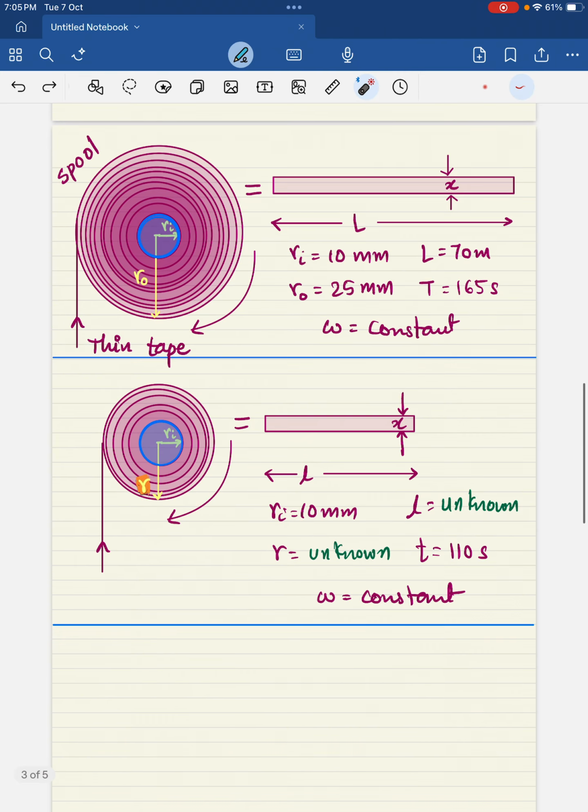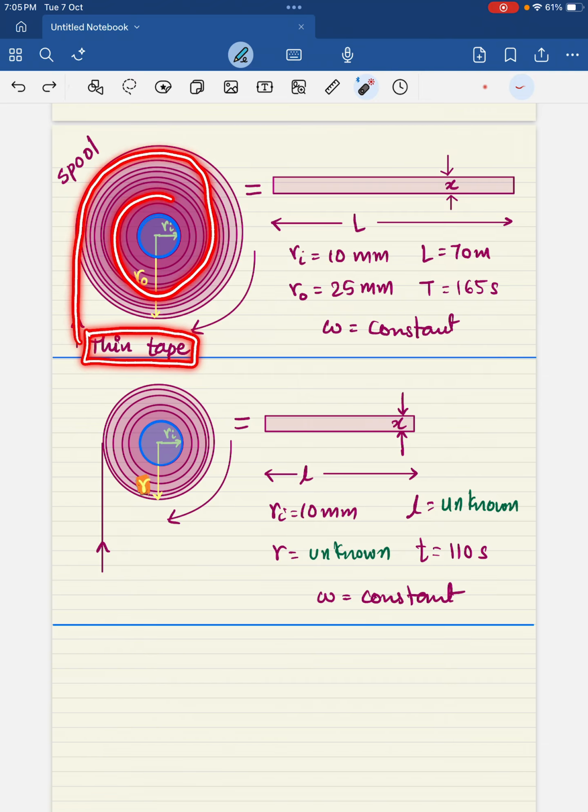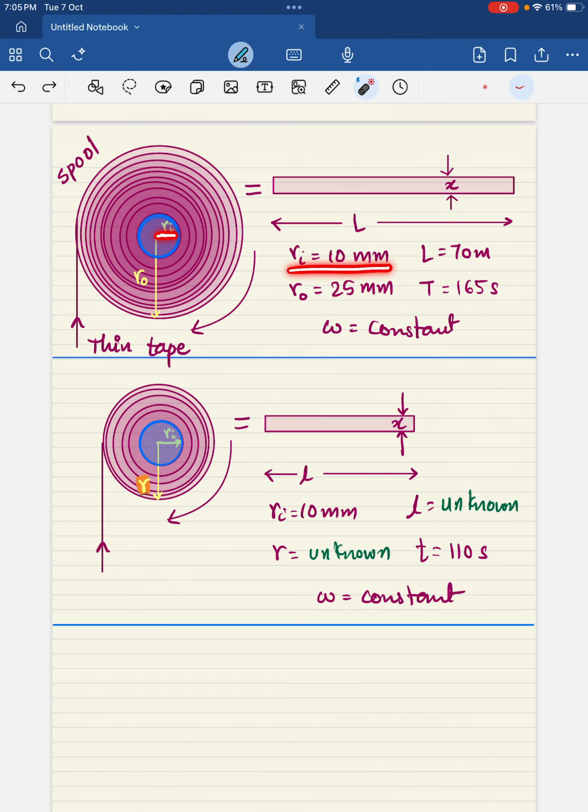So if you have gone through the question, you will understand that there is a thin tape here, and this tape is wound up on the entire spool, and the inner radius of the spool is given as 10 mm, the outer radius is 25 mm, and when you have completed the spooling, the length of the entire thin tape is 70 meters, and the time it takes is 165 seconds.